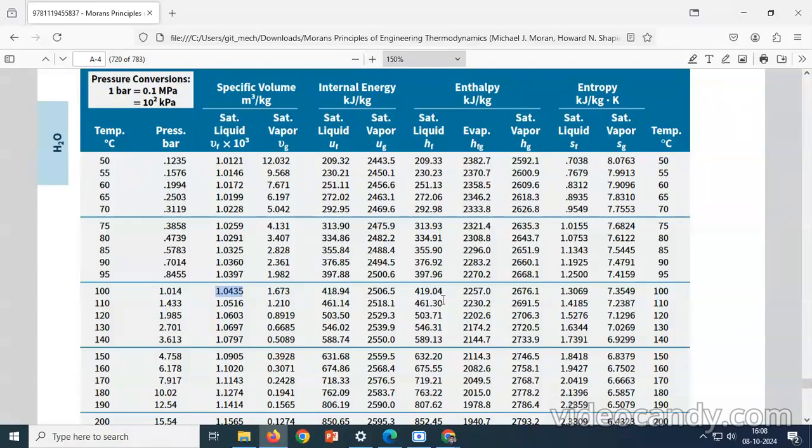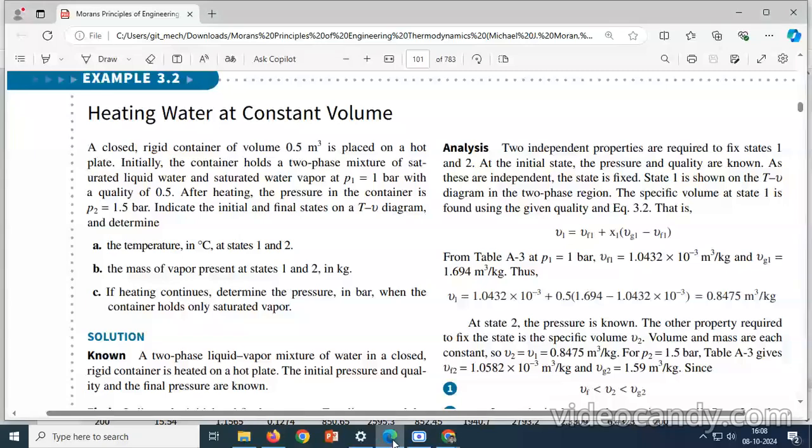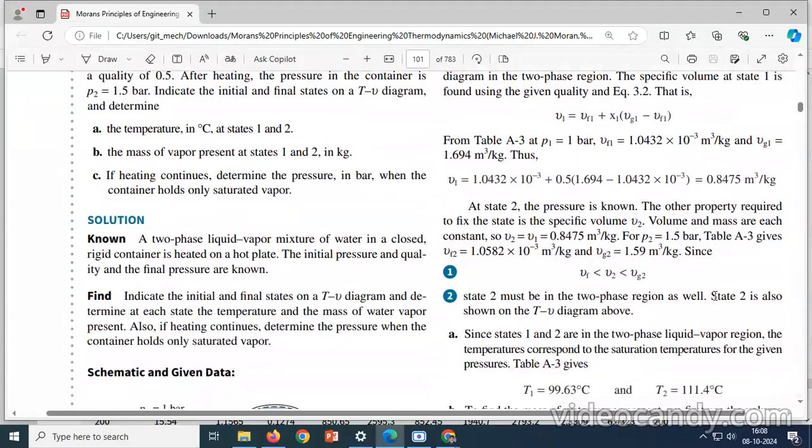Next, I'll find out Vg. Vg is directly given, 1.673. Just compare here, Vg1 is 1.694 meter cube per kg. They have taken these values. Once you substitute these values here, you can get the specific volume at state 1. After specific volume 1, I'll go to state 2.